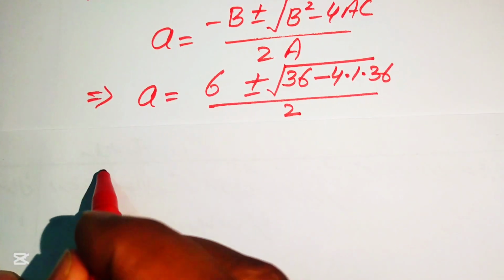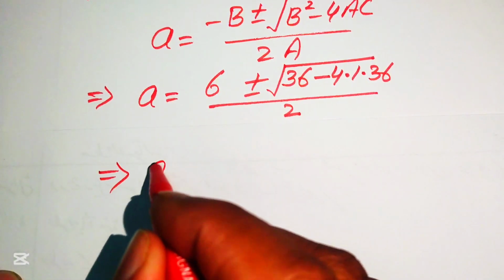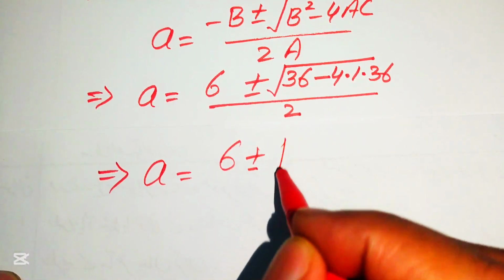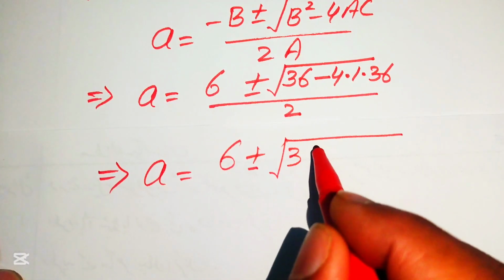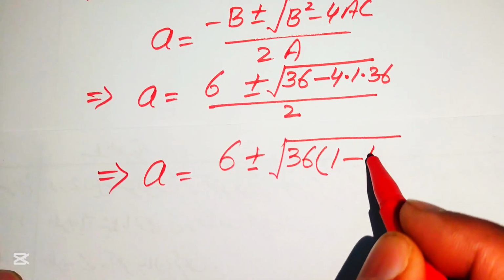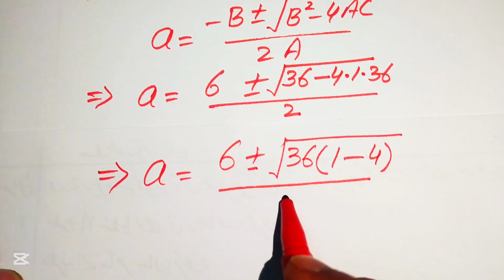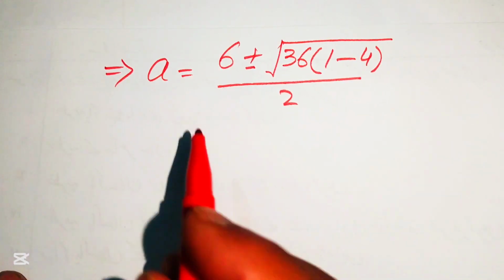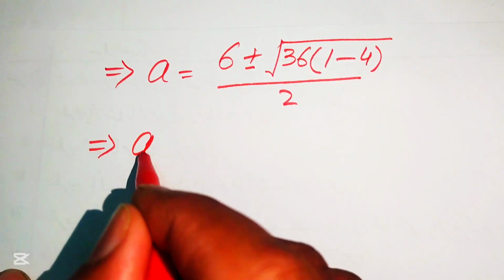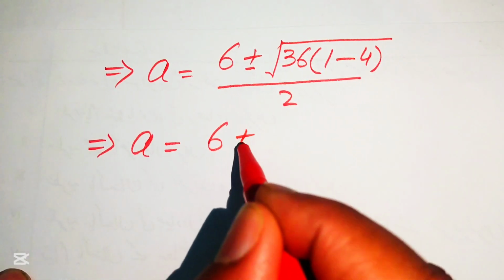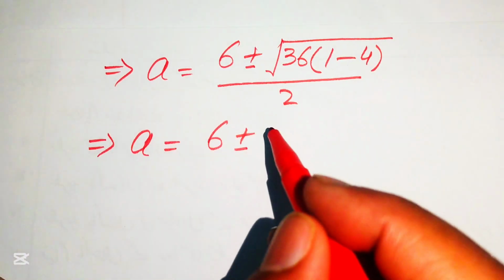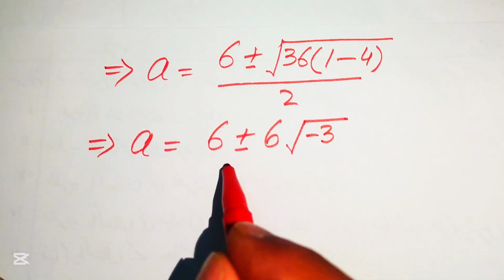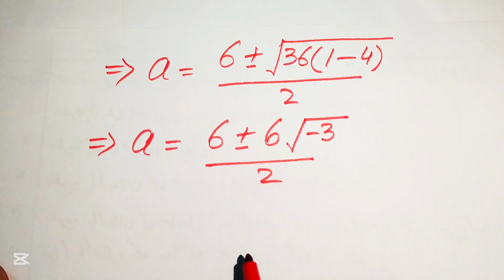And now in the next step we have a equals 6 plus minus. Here we will take common 36, and we get the remaining terms 1 minus 4, and it is divided by 2. So further in the next step we rewrite this term as a equals 6 plus minus. We know that the square root of 36 is 6, and square root of 1 minus 4 equals minus 3, and it is divided by 2.